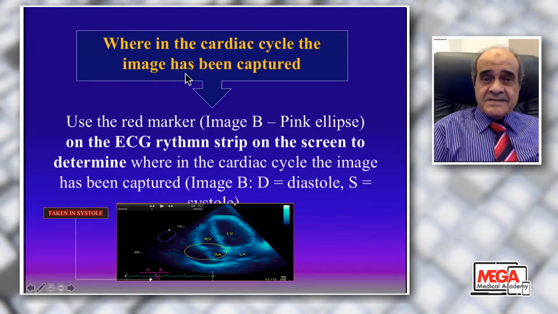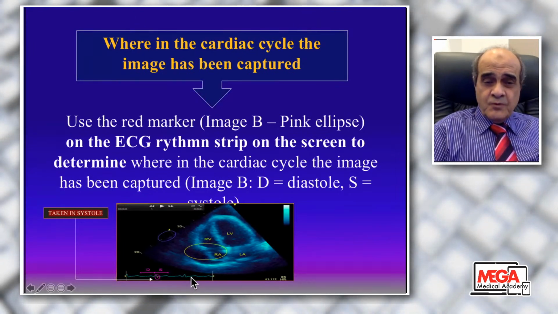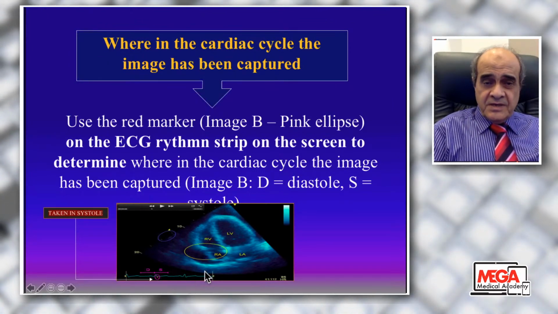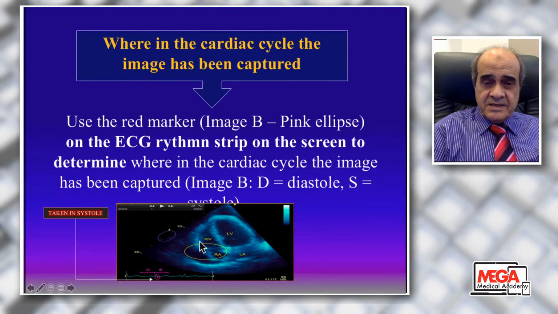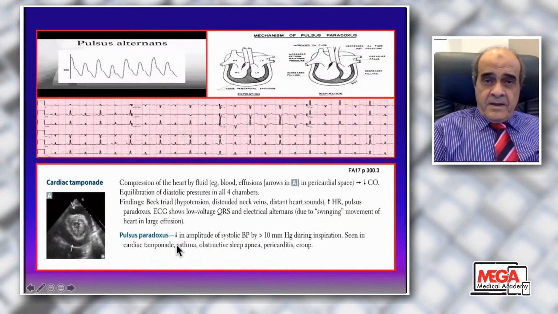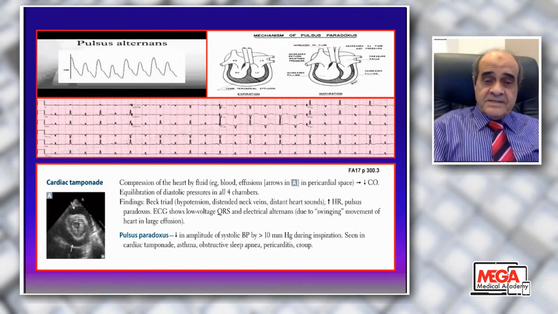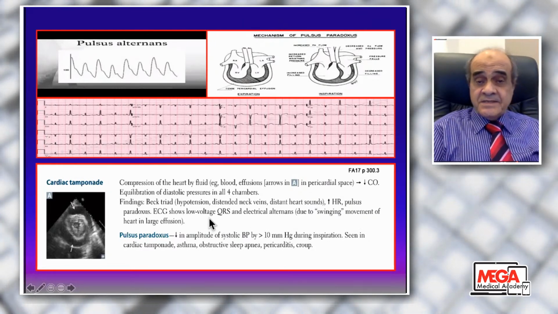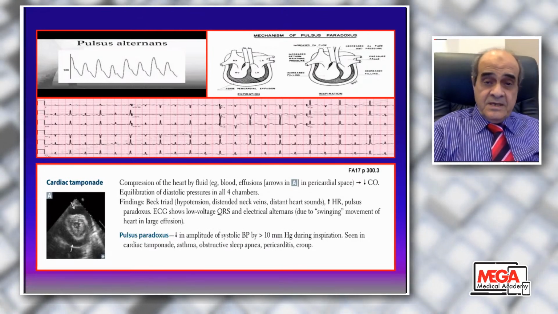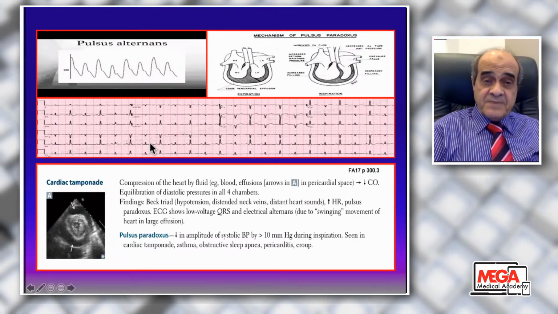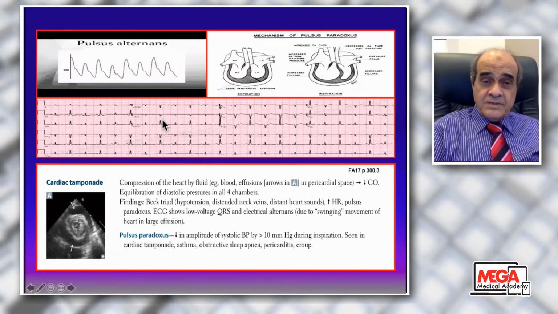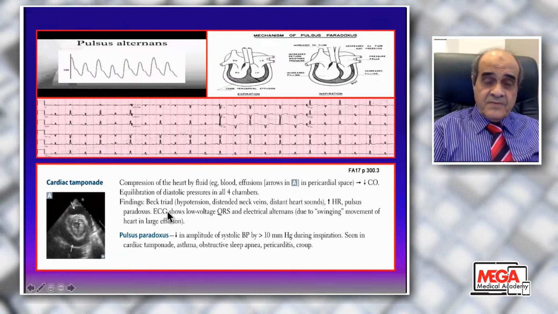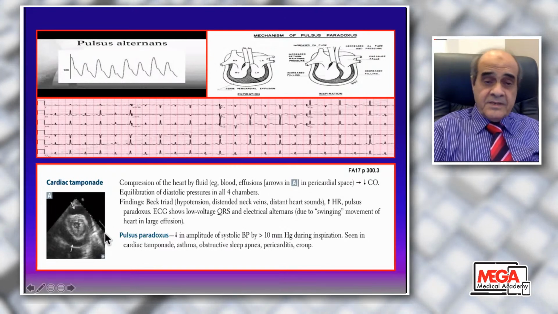Where in the cardiac cycle the image has been captured, we can predict from the coinciding ECG down on the screen. It is taken here in the systolic phase. Also, we must not forget the big triad in cases of cardiac tamponade: hypotension, distended neck veins, and distant heart sounds, with increased heart rate. Don't forget the pulsus paradoxus, which is alternating weak with strong pulse beat. And this is characteristic electrical alternans for pericardial effusion or cardiac tamponade.